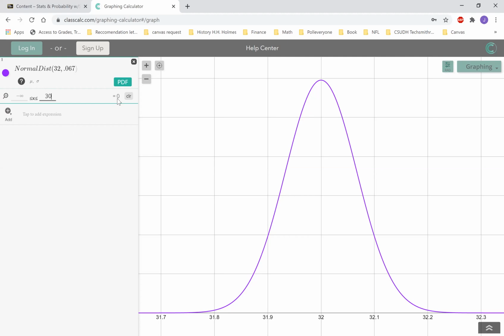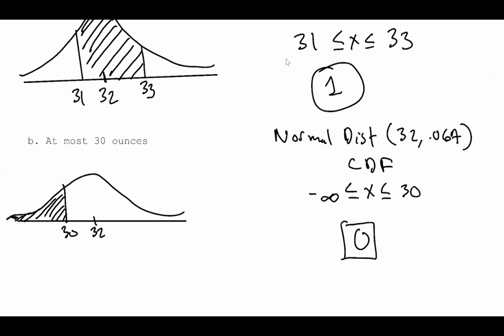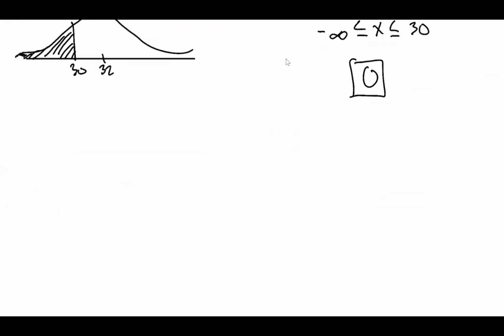All right, so if you look at ClassCalc, it says 0. There's 0% chance of that happening. And that's it for B. Any question for B? All right. So let's go ahead and move on.